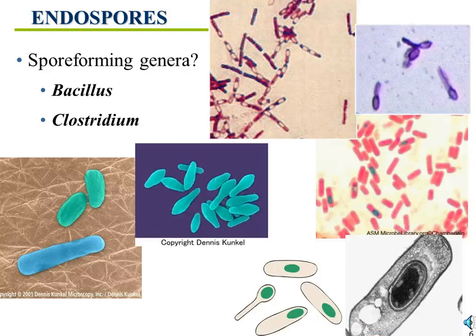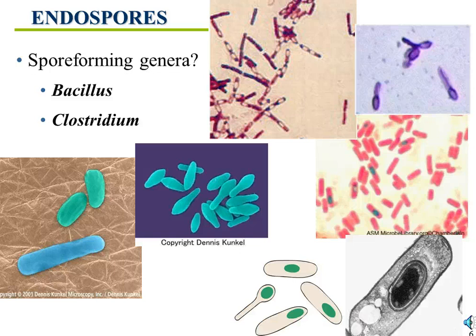Endospores. Already talked about them. We've done spore stains. You see a spore stain. You see Gram stains with spores. You see spores in the making. Here's an electron micrograph at the left bottom showing a vegetative cell and 2 spores. The key spore formers are Bacillus and Clostridium. Lots of pathogenic species in those 2 genus names.